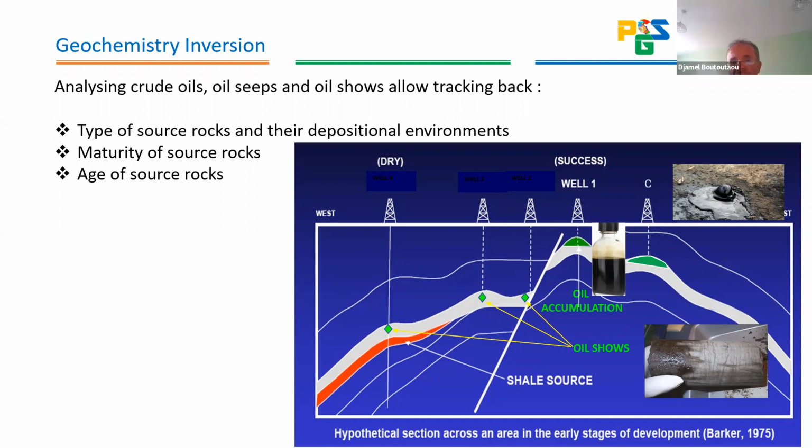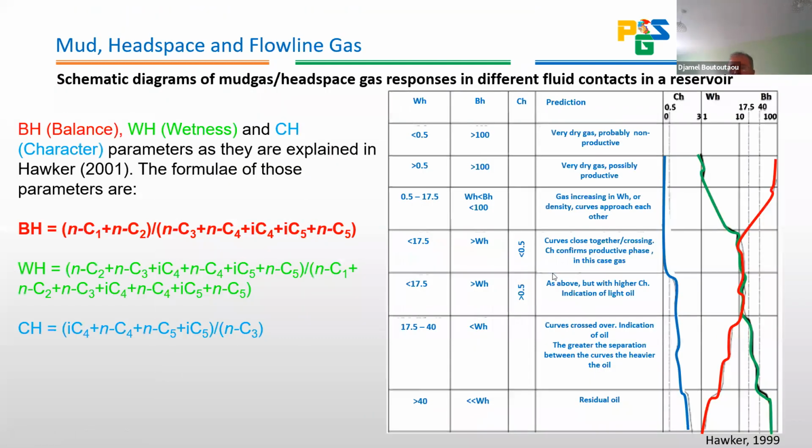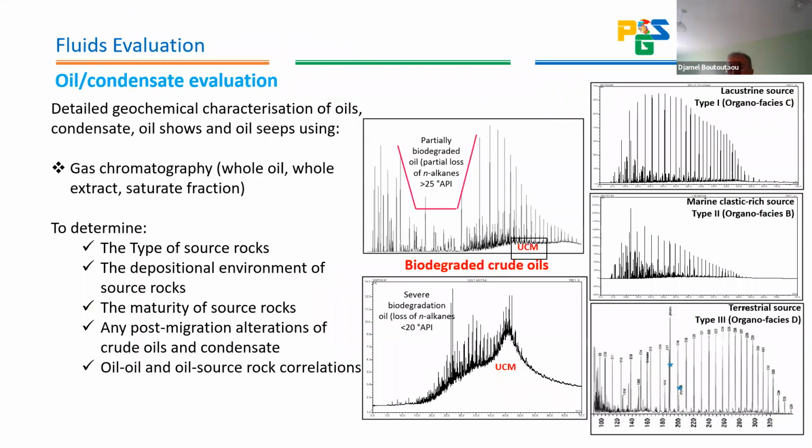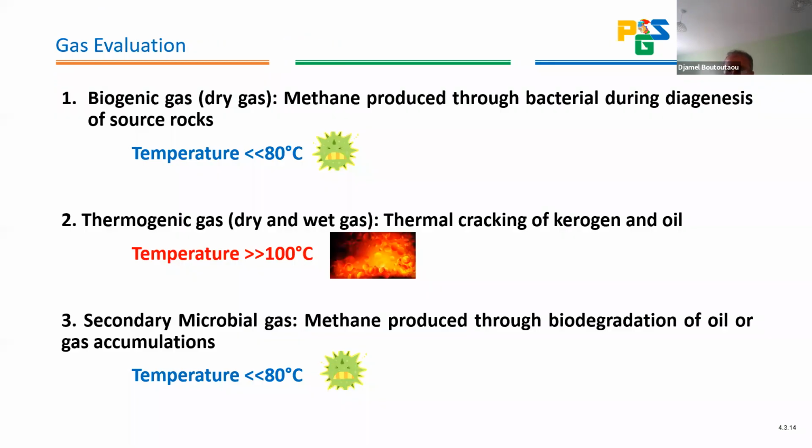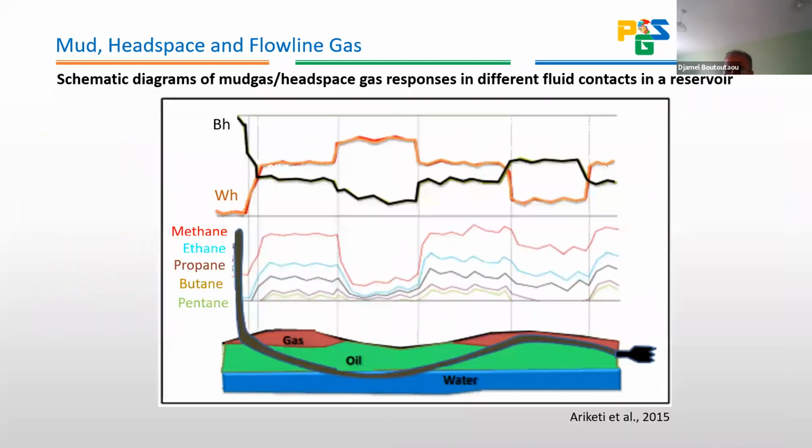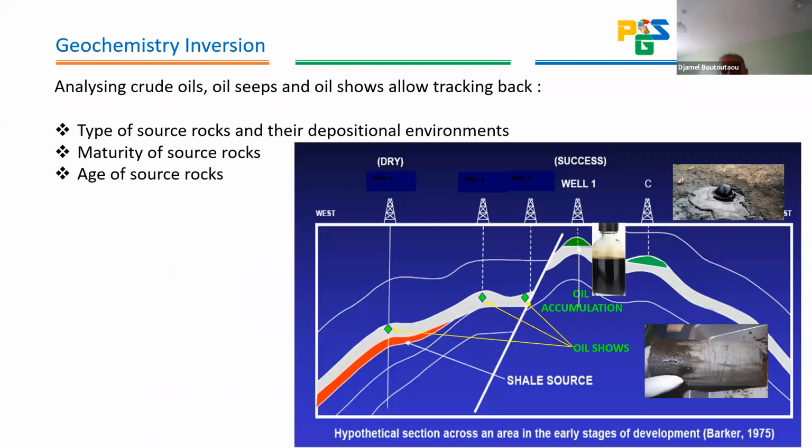Now, to determine the type of source rock, the maturity, and sometimes the likely age if we are lucky, you can do geochemical analysis on these oils, biomarkers, isotopes, and then you can track back your source rock. By looking at the gas chromatography as we saw here, you can determine the type of source rock and its maturity. And sometimes, when we are lucky, we get some age-diagnostic biomarkers.